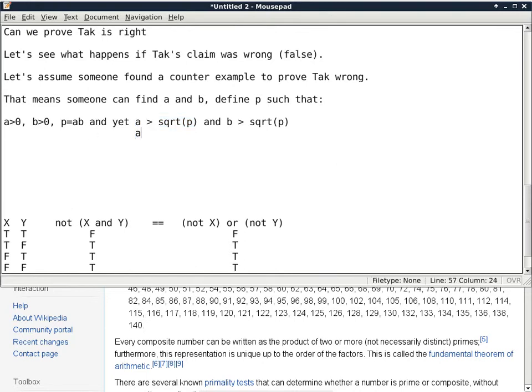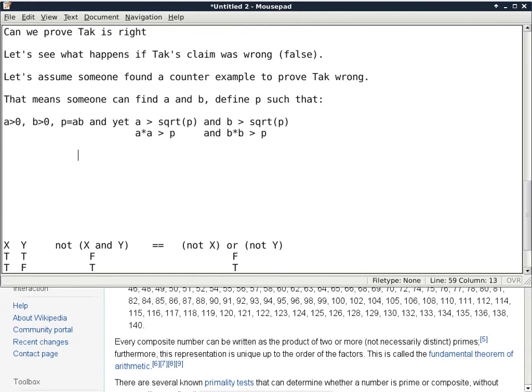So that means a times a is greater than just p, because the square root of p times the square root of p is p. Is that making any sense? That by itself is not a big deal. We can do the same thing over here, and that by itself is also not a big deal. What if I multiply a times a by b times b? Then a times a times b times b should be greater than p times p, because all of these numbers are greater than or equal to 1. So if you continue to stack them up, the relationship should transfer.